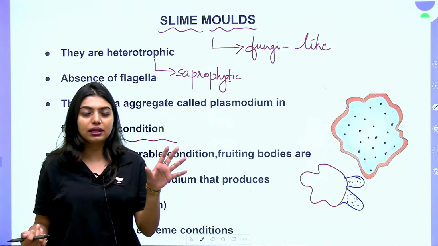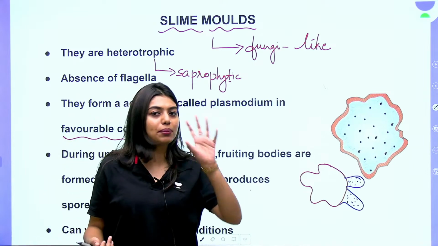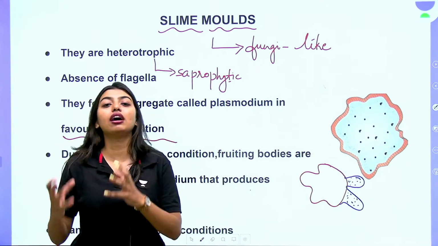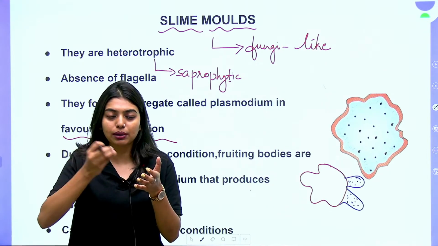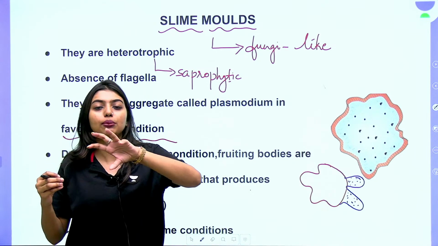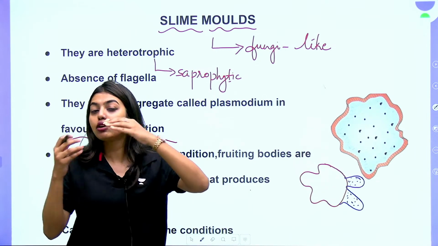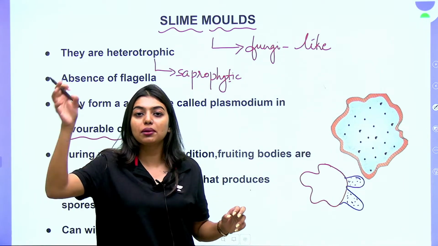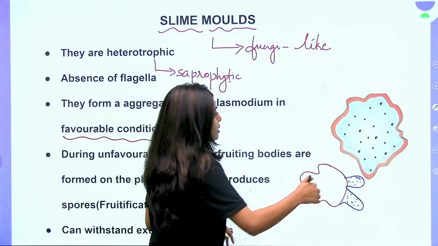Okay. So, in favorable conditions, slime mold will form plasmodium, which is an aggregate. When conditions become really unfavorable, at the tip of the plasmodium, they will form fruiting bodies. Inside the fruiting bodies, spores will be there. Now, this fruiting body will rupture. The spores will be scattered with the help of air currents, right?